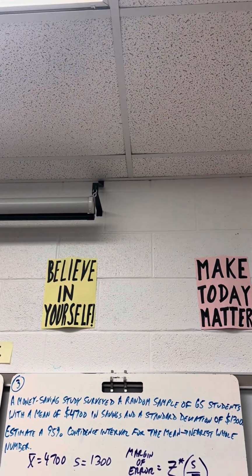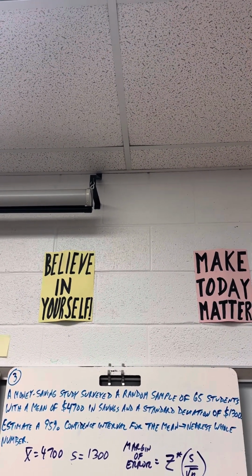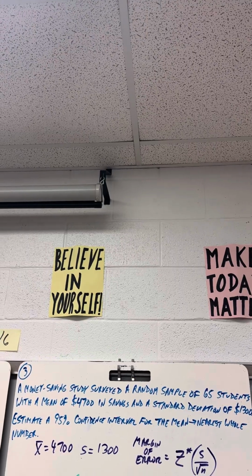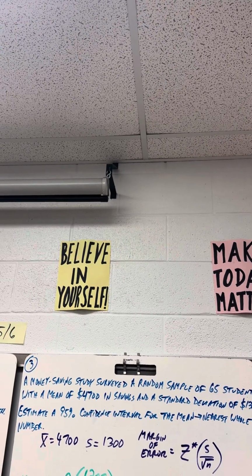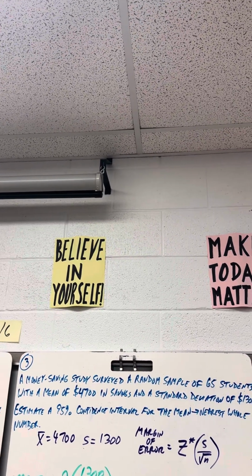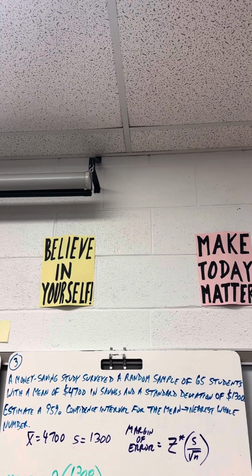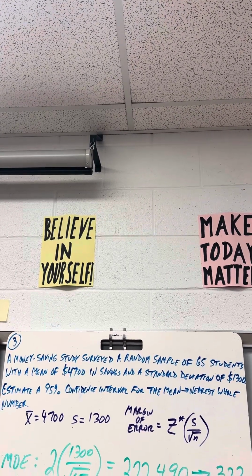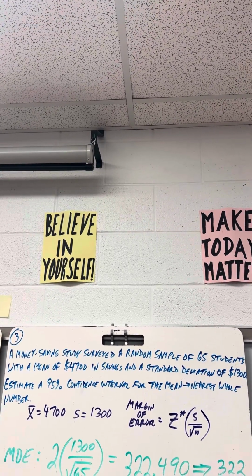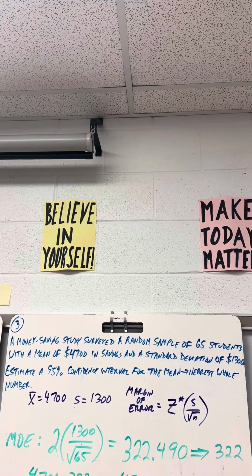Right. A money saving study surveyed a random sample of 65 students with a mean of $4,700 in savings and a standard deviation of 1,300. Estimate a 95% confidence interval for the mean to the nearest whole number.